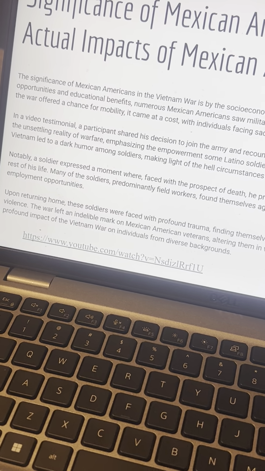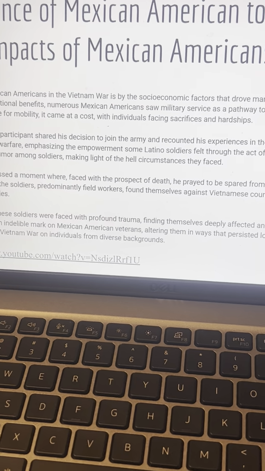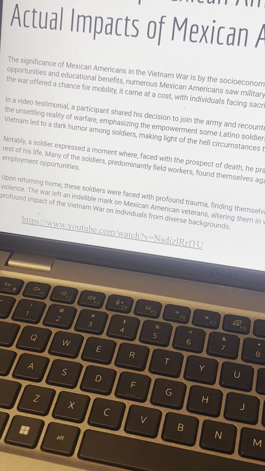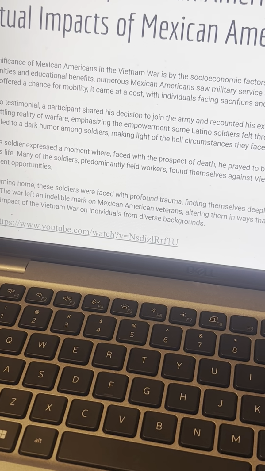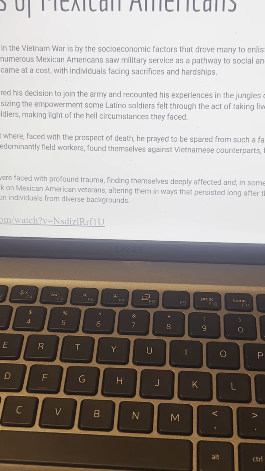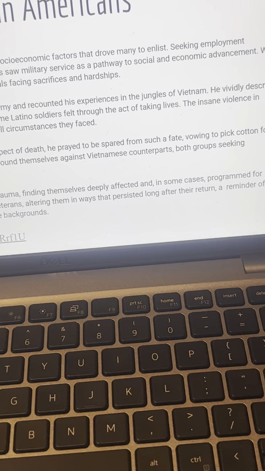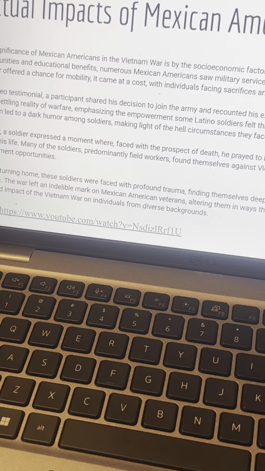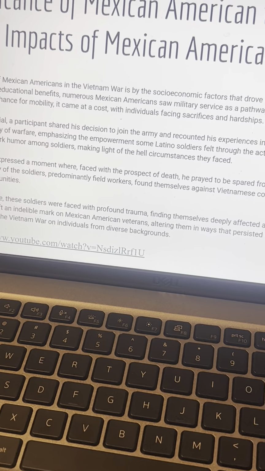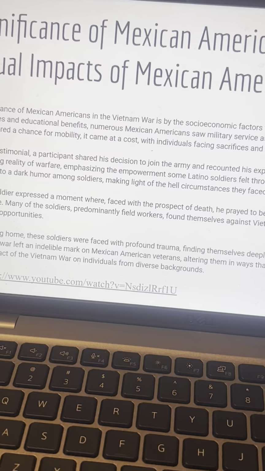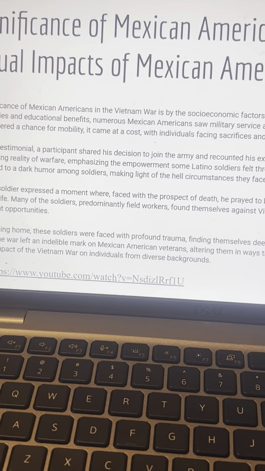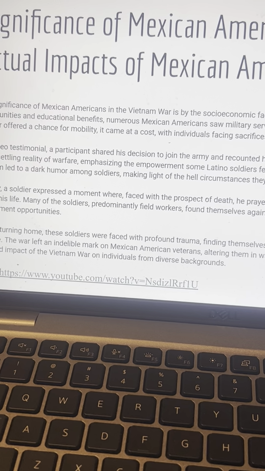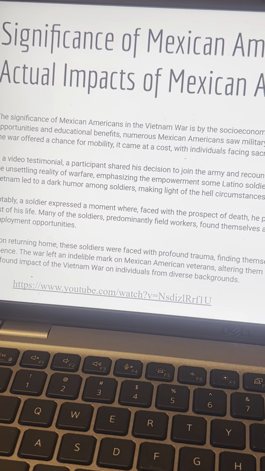Upon returning home, these soldiers were faced with profound trauma, finding themselves deeply affected and in some cases programmed for violence forever. The war left an undeniable mark on Mexican American veterans, altering them in ways that persisted long after their return, a reminder of the profound impact of the Vietnam War on individuals from diverse backgrounds. So this war affected everyone that was in it, families, and a lot of people.